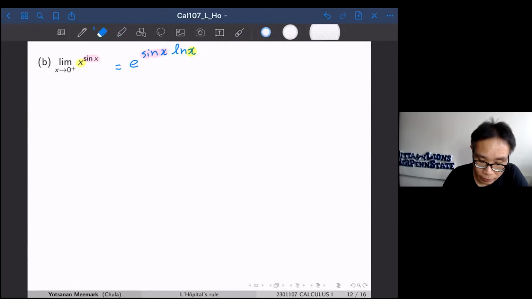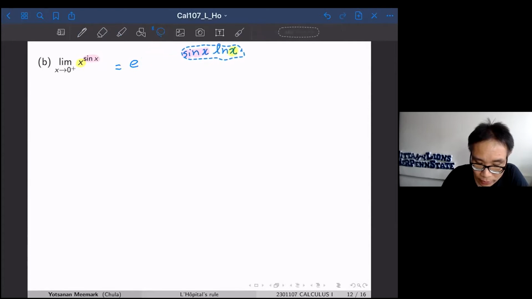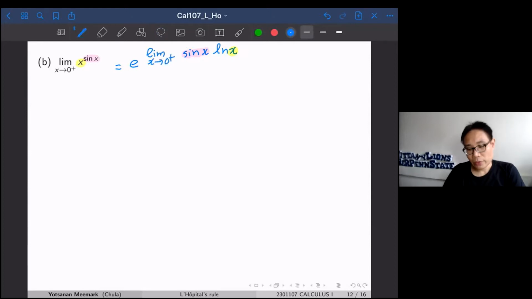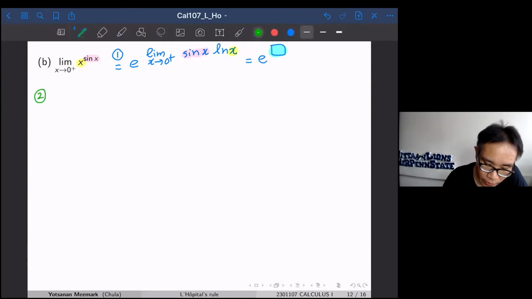Let me move this one a little bit. So you get this one, and you have the limit as x goes to 0 from the right, and you're going to find this limit. This is your first step. This turns out to be e, and we are looking for this final limit to get the final answer. So we need to compute the limit. Let me compute the limit as x goes to 0 from the right of sin x multiplied with log x.